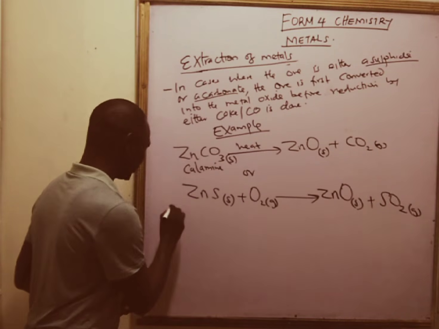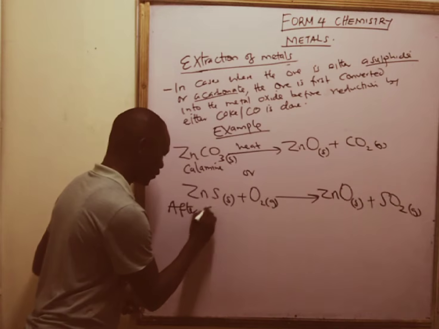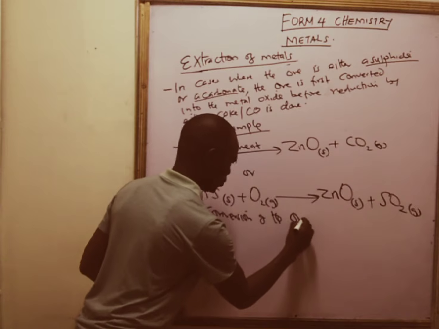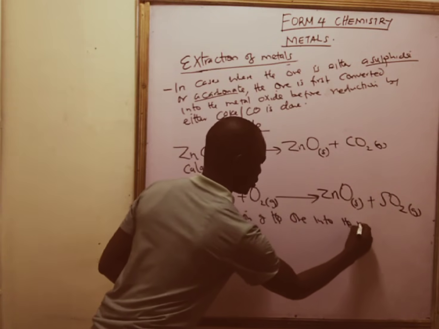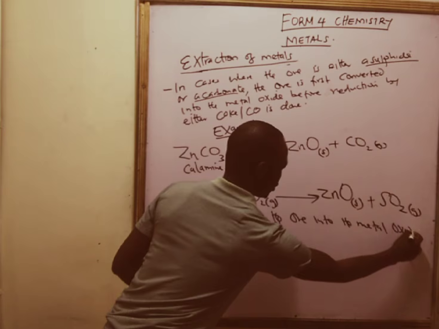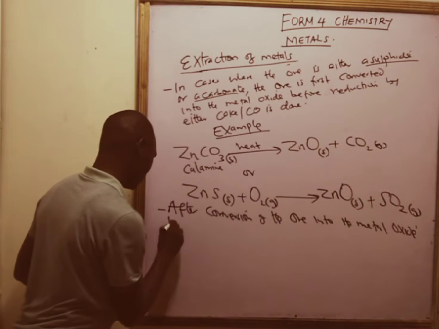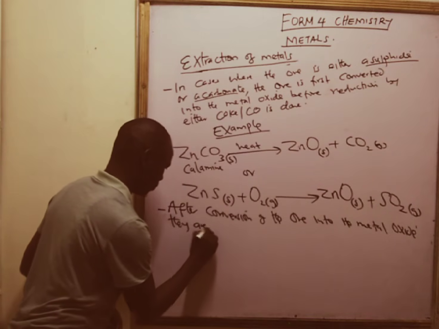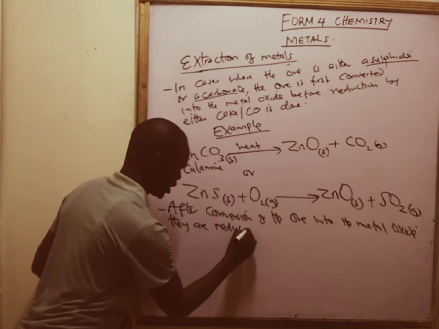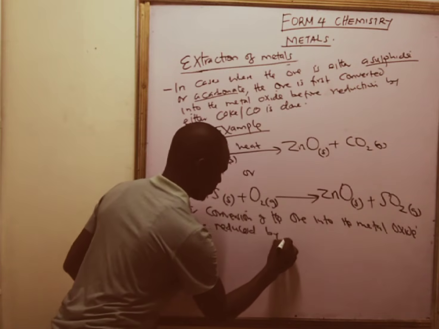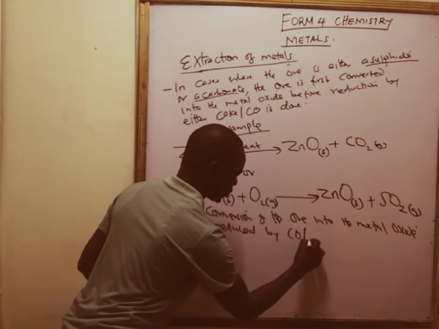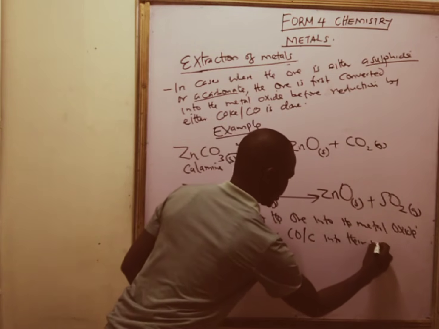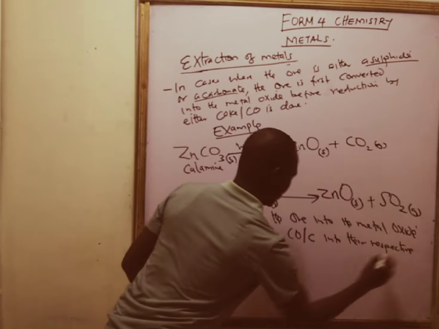That is to say, after conversion of the ore into the metal oxide, they are reduced by either carbon 2 oxide or coke into their respective metals.